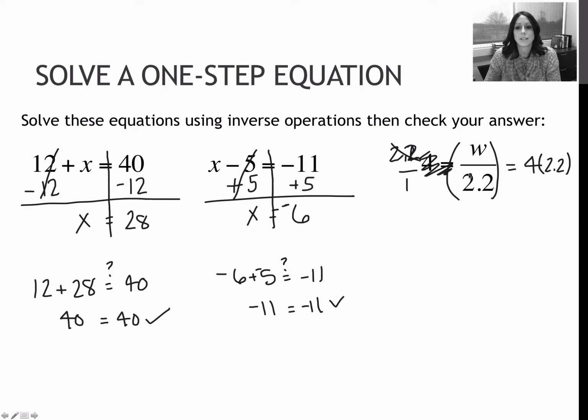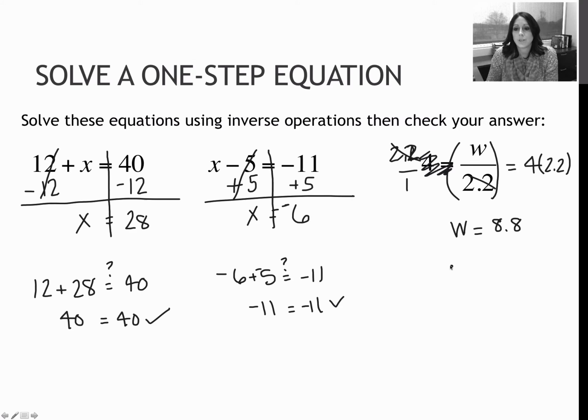On this side, I wrote it as a fraction because if you have something as a numerator and a denominator, you can cancel them out. And now I just have w over 1, which is just w. On this side, I'm going to take 4 times 2.2, which is 8.8, and that should be my final answer.